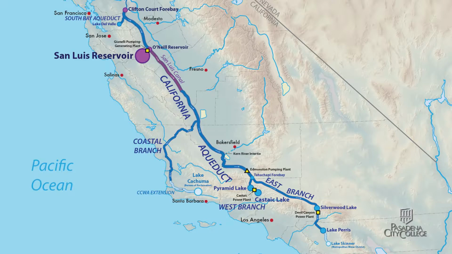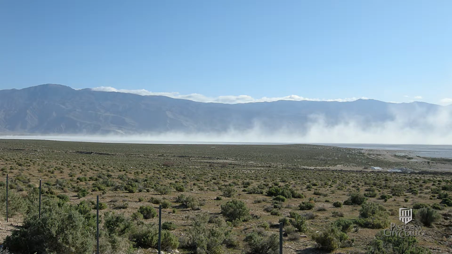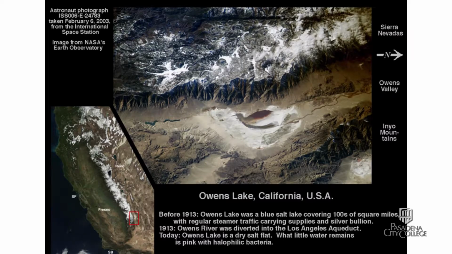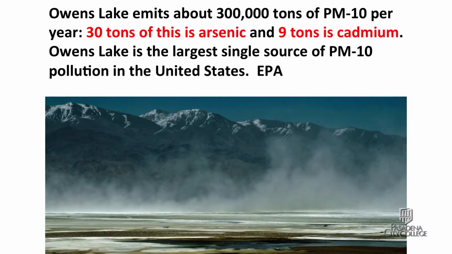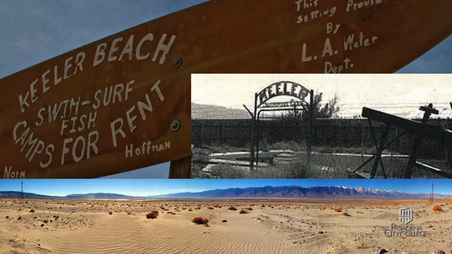The first is the Los Angeles Aqueduct. Within 1 decade of water delivery, the 30-mile-long Owens Lake went bone dry. This created the worst particle air pollution in the country. According to the EPA, Owens Lake is the largest single source of PM10 large dust particle pollution in the U.S. Owens Lake emits about 300,000 tons of PM10 each year. 30 tons of this is arsenic and 9 tons is cadmium.